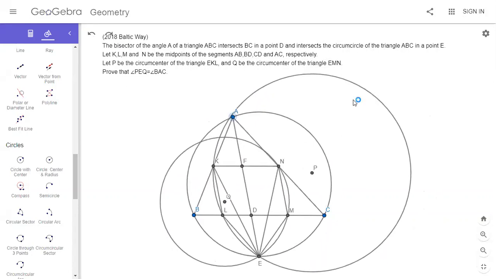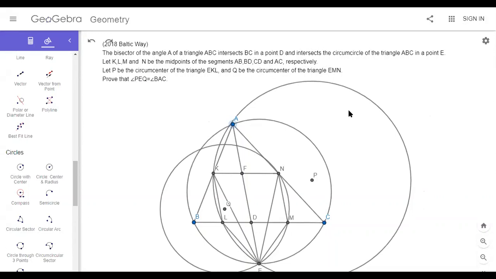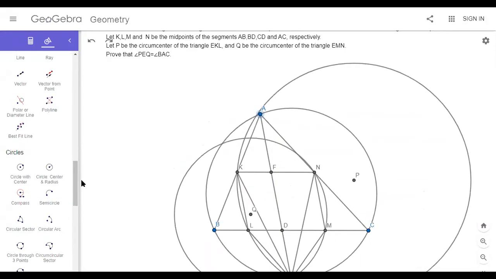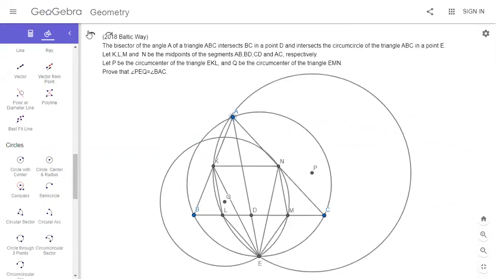AEB and BED. Yeah, AEB and BED are similar. That's an angle chase. So yeah, AEB is similar to BED by angle chasing. And L is the midpoint of BD, so maybe that somehow helps.